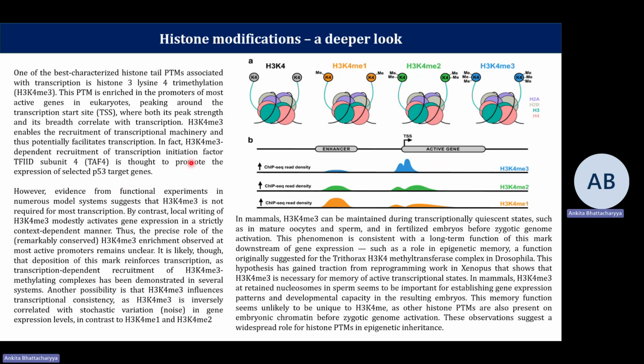this post-translational modification is enriched in the promoter of most active genes in eukaryotes, peaking around the transcription start site, where both its peak strength and its breadth correlate with transcription. What do we mean by this? For this, you need to have some concept of how these peaks are actually generated.